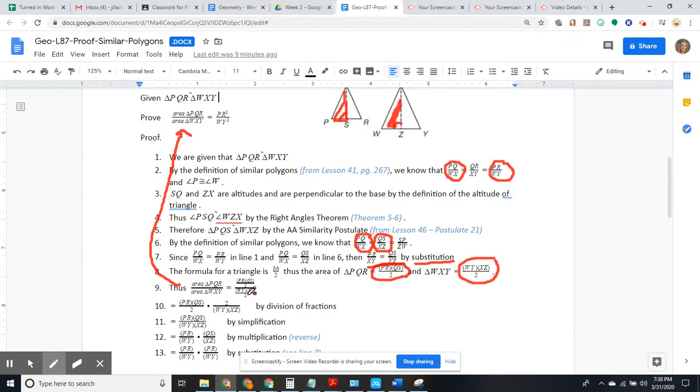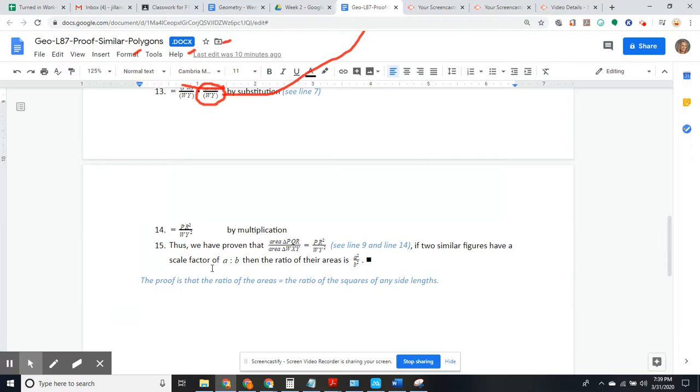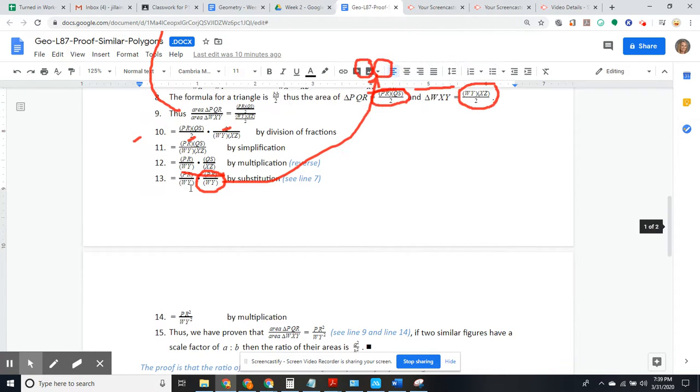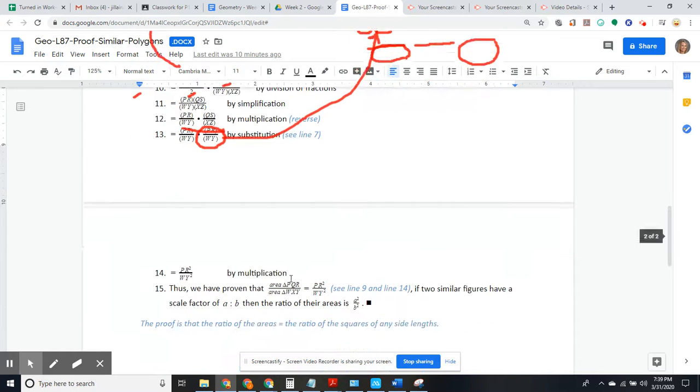So we have a fraction over a fraction, and we're dividing. Well, that's keep, flip, change. These cancel, and by simplification, we're left with this. And then I split them by multiplication, let me go back here so I can scroll, just to show what I did here. Then I substituted, from this line, this in, okay? Because that gives me what I need here: PR times PR is PR squared, and WY times WY is WY squared by multiplication.